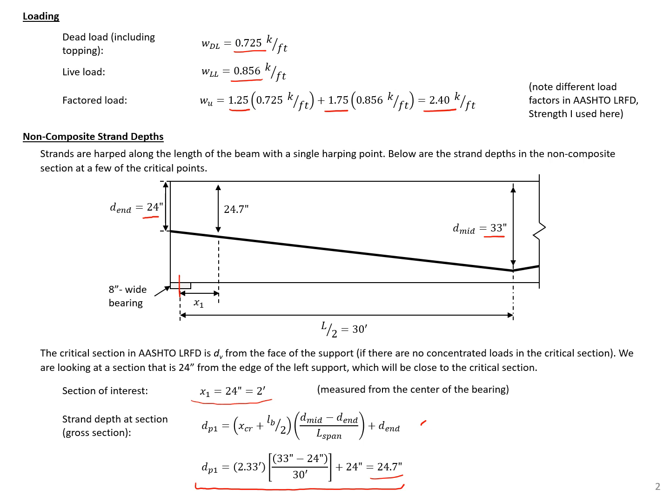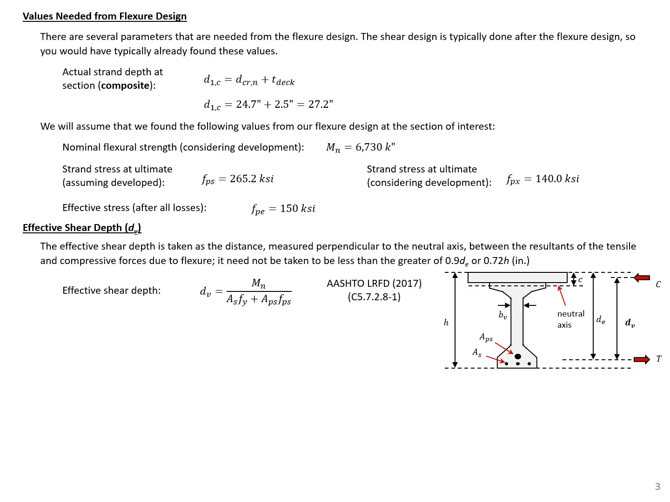And I want to clarify that this is the non-composite strand depth. So if we want to find the overall strand depth, we need to add in our composite topping. As I had mentioned, the actual strand depth for our composite section that we'll use in the shear design is that d that we found on the previous slide plus the thickness of our deck, or our composite topping. So that'll give us an overall depth of 27.2.